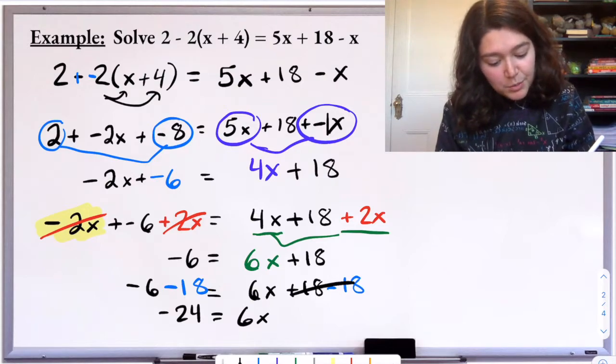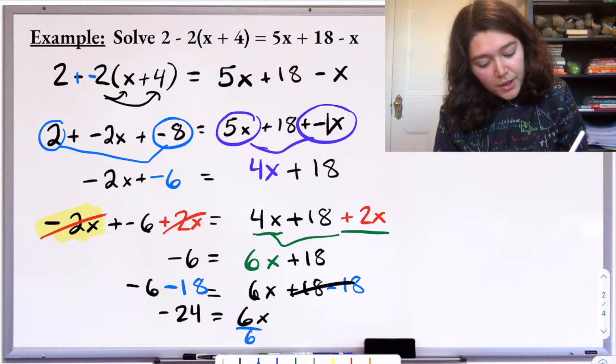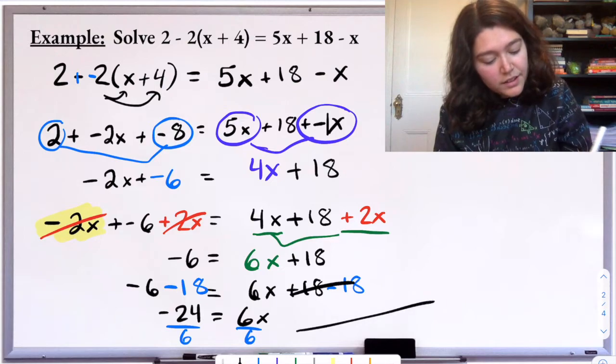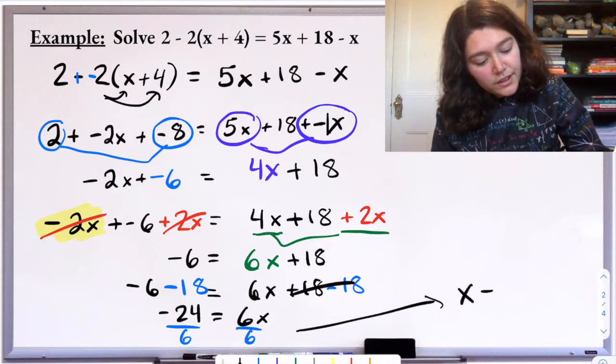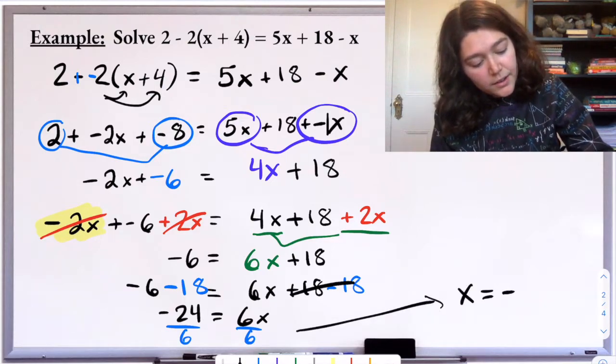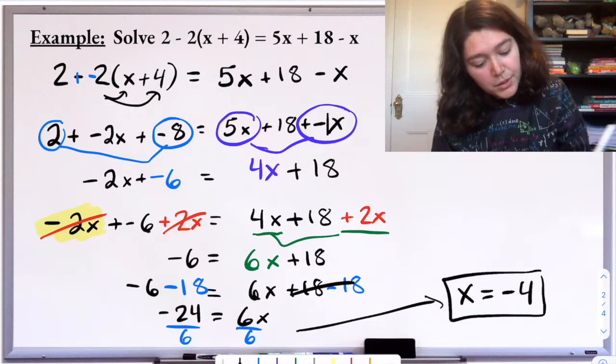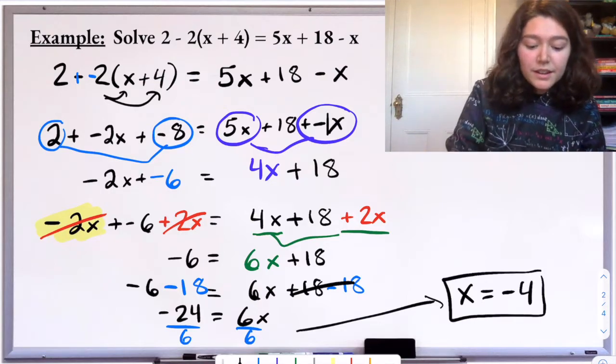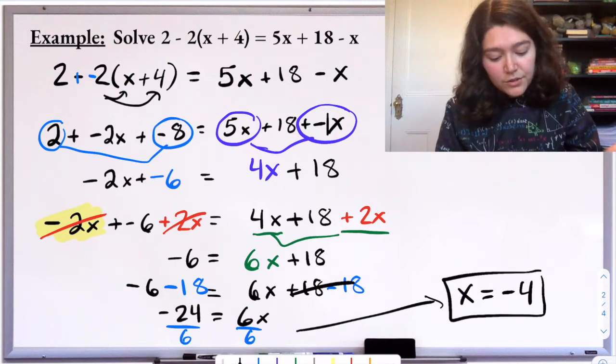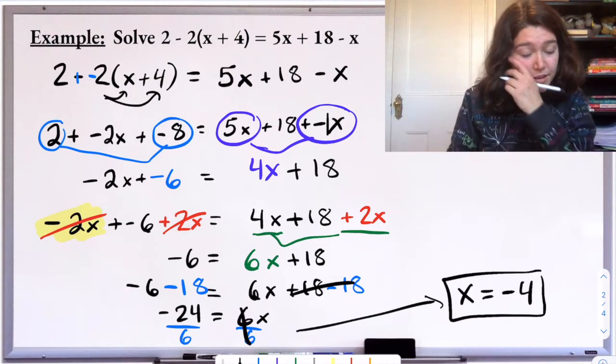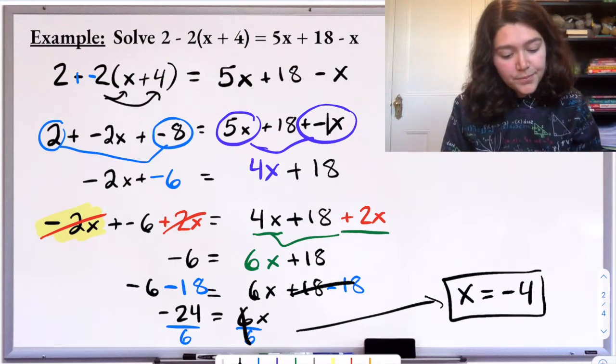Finally, x is currently being multiplied by 6. I'm going to undo that by dividing both sides by 6, and that's going to give me the final answer, x equals negative 4, because negative 24 divided by 6 is negative 4, and then 6 divided by 6 is 1, so we just get x.